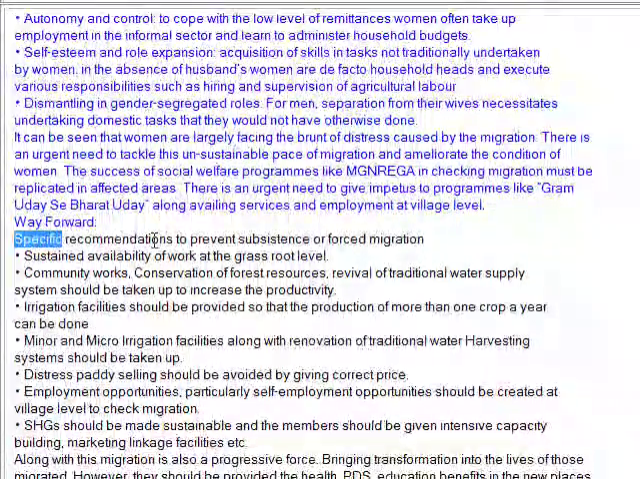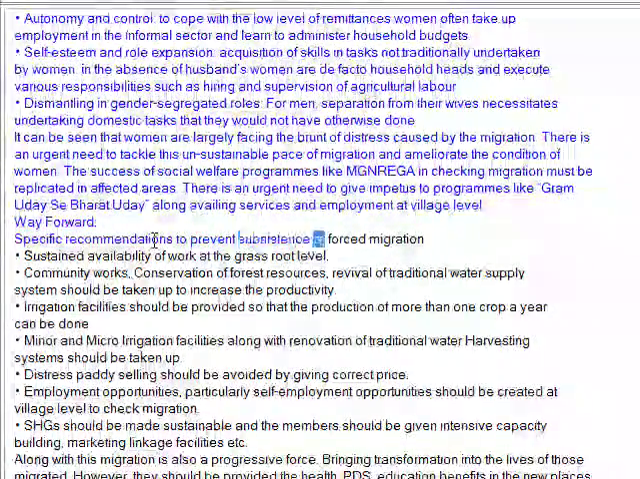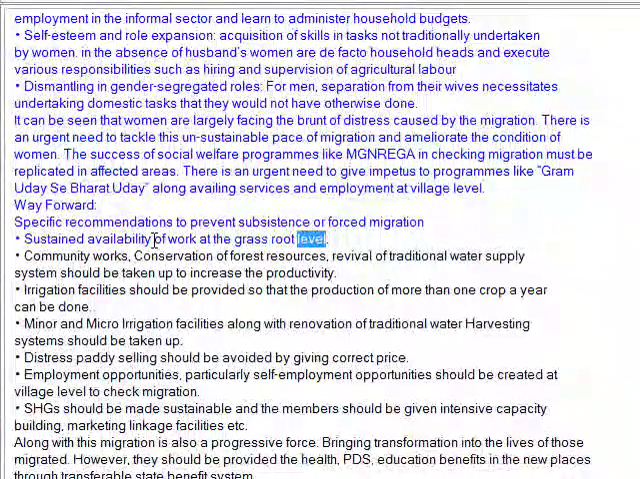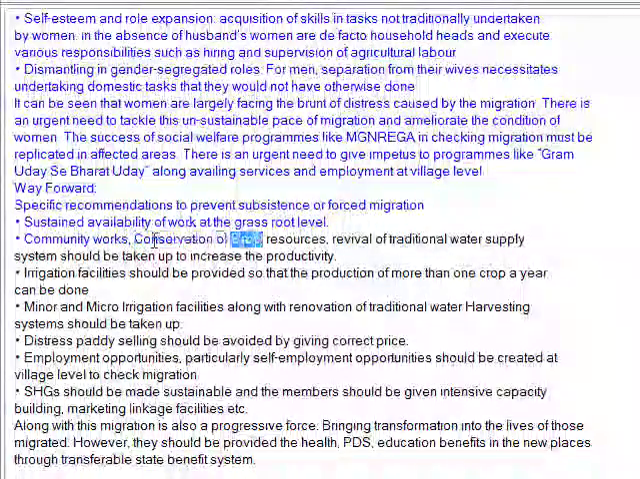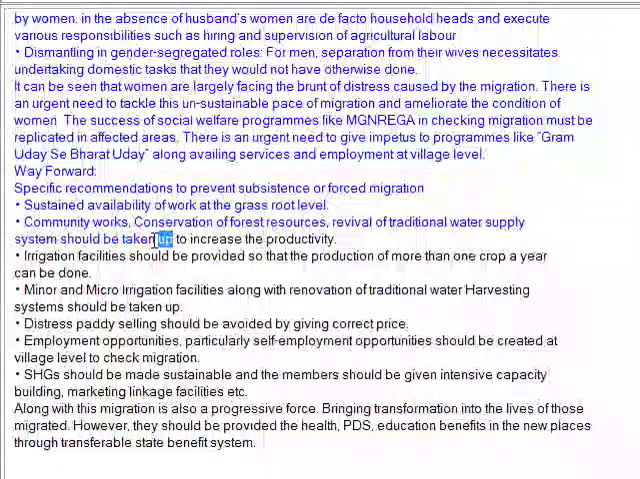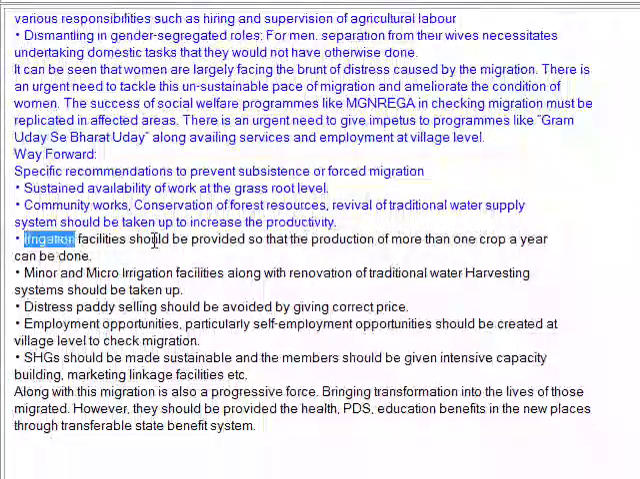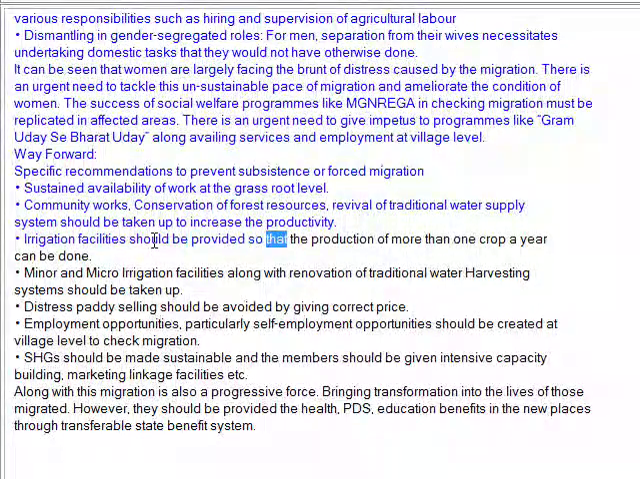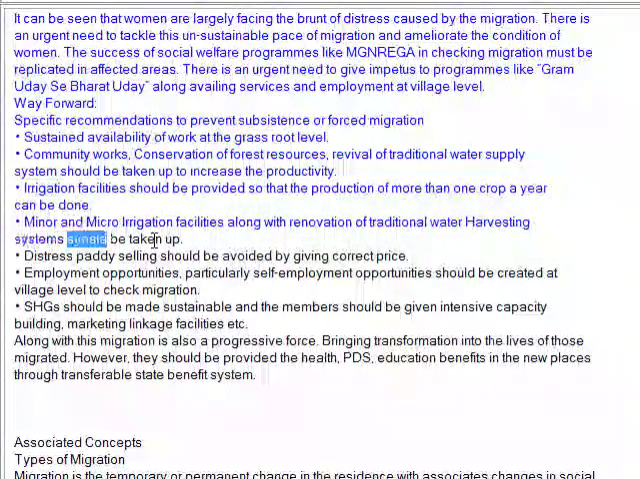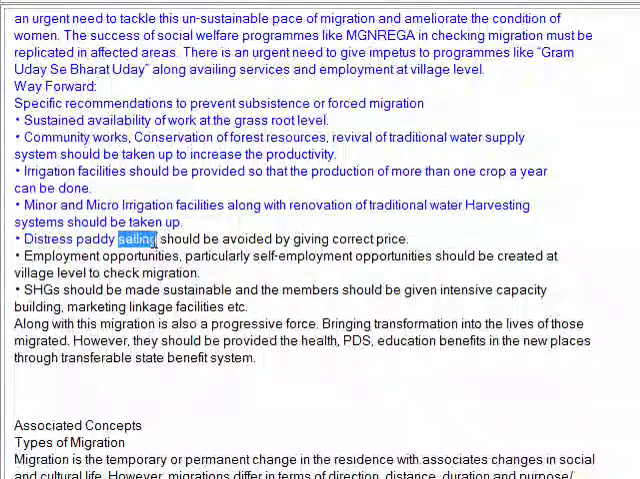Way forward, specific recommendations to prevent subsistence or forced migration: sustained availability of work at the grassroots level. Community works, conservation of forest resources, revival of traditional water supply systems should be taken up to increase the productivity. Irrigation facilities should be provided so that the production of more than one crop a year can be done. Minor and micro irrigation facilities along with renovation of traditional water harvesting systems should be taken up. Distress paddy selling should be avoided by giving correct price.